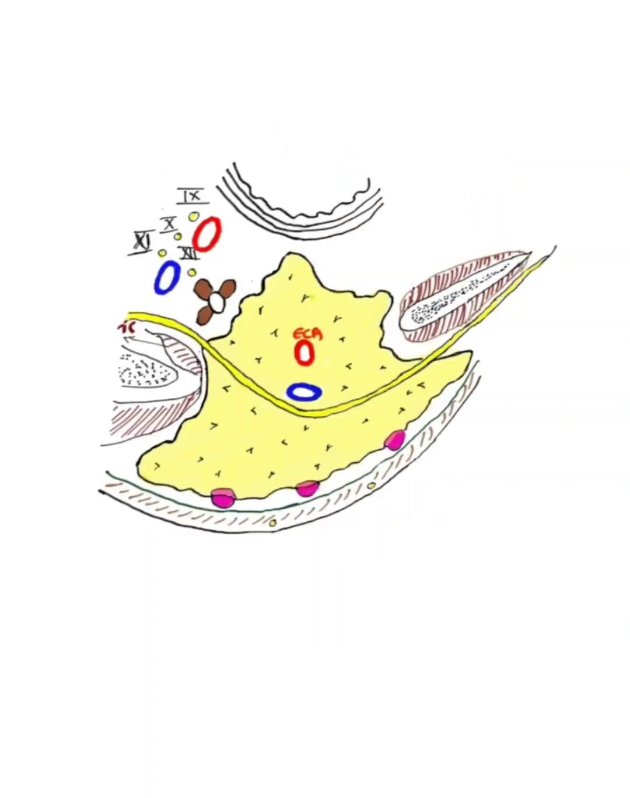Now let's see about the surfaces. There are three surfaces: anteromedial surface, posteromedial surface, superficial surface or lateral surface. Anteromedial surface. It is deeply grooved by posterior border of ramus of mandible. This is ramus of mandible. This is posterior border of ramus of mandible.